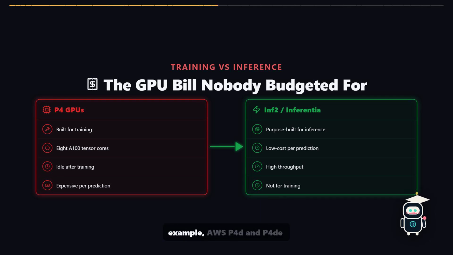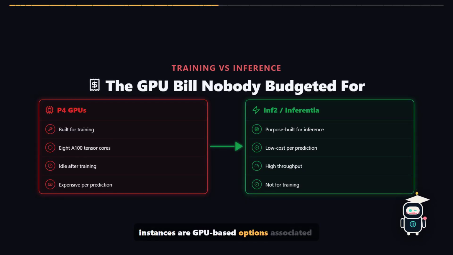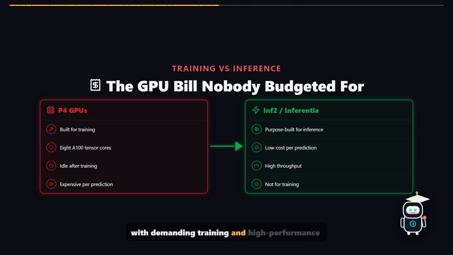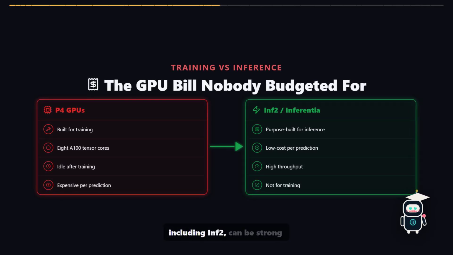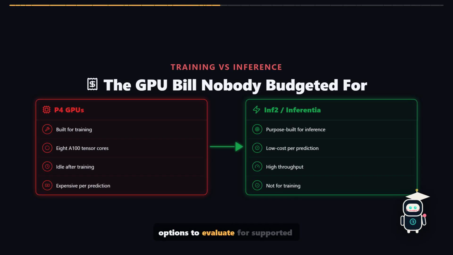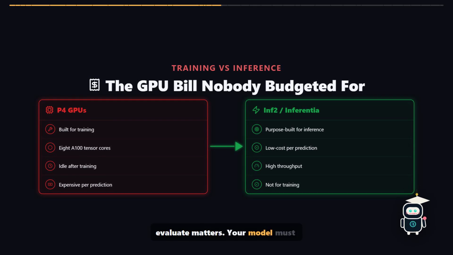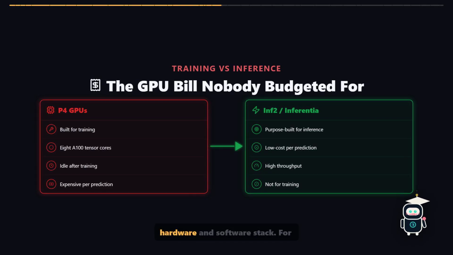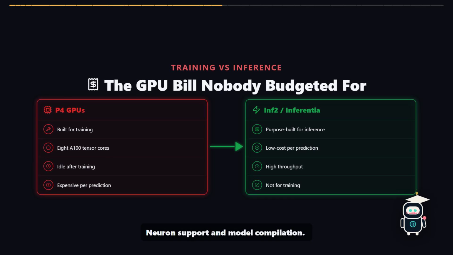For example, AWS P4D instances are GPU-based options associated with demanding training and high-performance compute workloads. AWS Inferentia-powered instances, including INF2, can be strong options to evaluate for supported deep learning inference workloads. The word evaluate matters. Your model must be compatible with the selected hardware and software stack. For Inferentia, that can involve AWS Neuron support and model compilation.